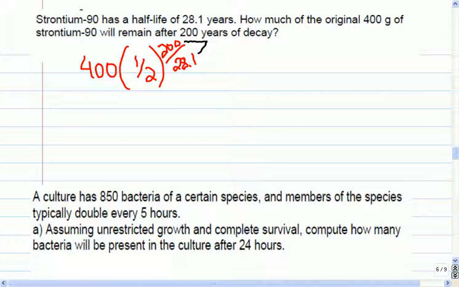Okay, I'm going to be real difficult this time. 56.2 years go by. How much do you think would be left? 100, because it's halved itself twice. So that's how you can tell this fraction tells you how many times it's going to apply that growth constant. So I have 2.88 grams, that's all that's left.